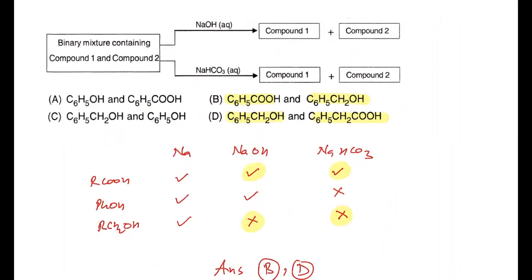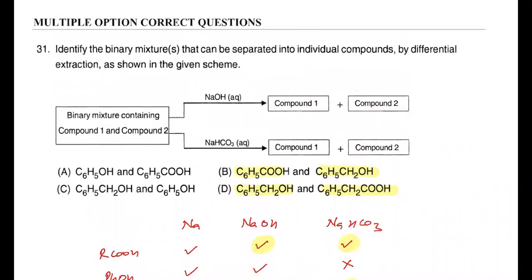In the first case, NaOH will react with carboxylic acid, not alcohol. In the second case also, sodium bicarbonate reacts with carboxylic acid, not with alcohol. So they can be easily separated out. Or you can say by both the processes they can be separated. So your answer will be B and D.